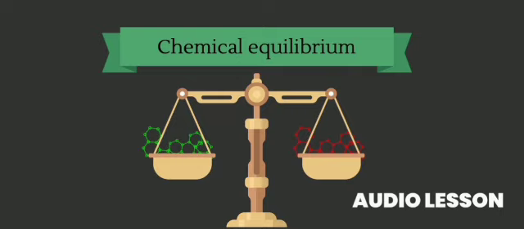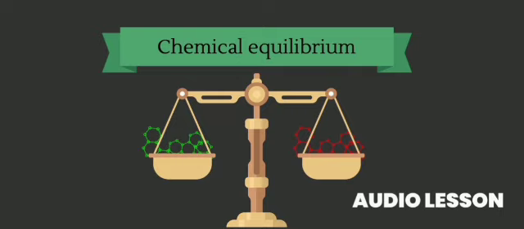So we're coming now to chemical equilibrium. Dynamic equilibrium is a state of a system where there is no observable change in the properties of the system with respect to time. So with that, we can define chemical equilibrium as a state in which the rate of the forward reaction equals the rate of the backward reaction.